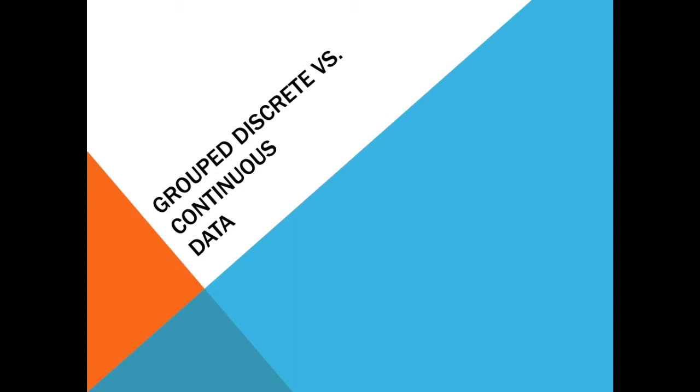In our last video, we talked about two types of variables. We had quantitative versus categorical. Today, we're going to focus on the quantitative variables and discuss discrete versus continuous a little bit more.